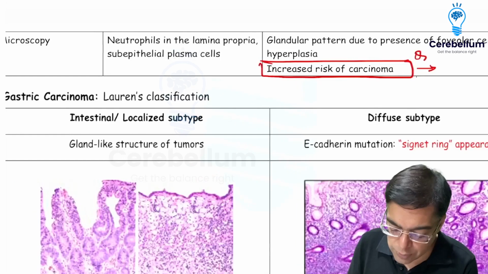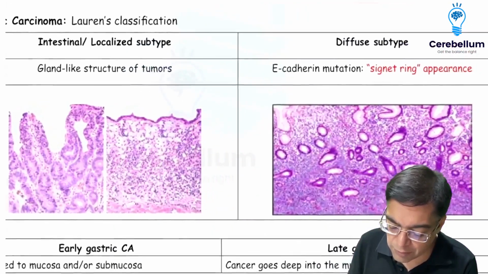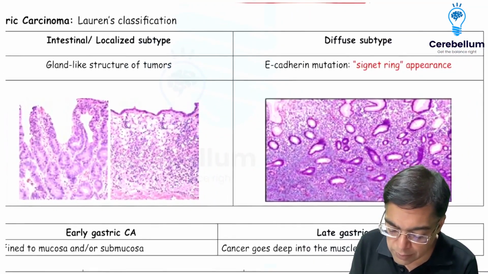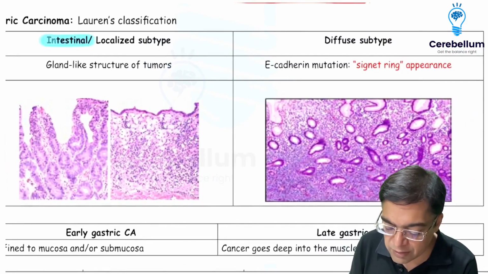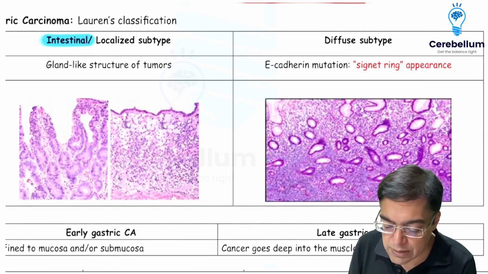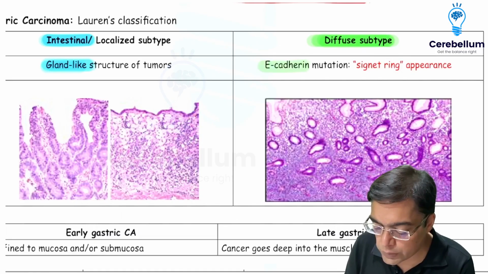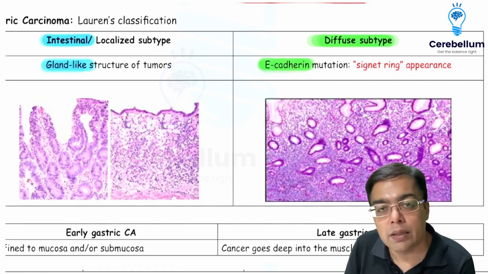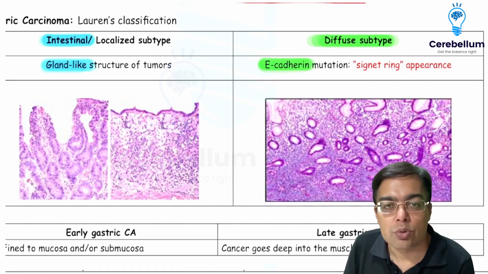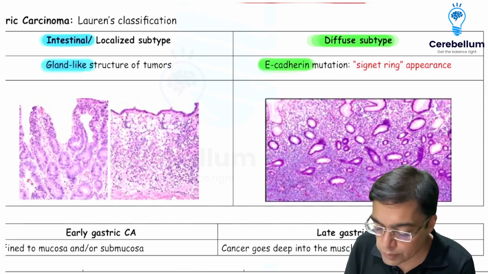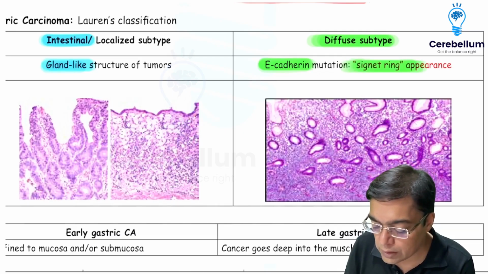Let's have a word about gastric carcinoma, in which you have different types of risk factors. If we talk primarily about the Lauren classification, the cancer cells may arrange themselves in an intestinal fashion, wherein there is formation of gland-like structures, or the cancer could be of the diffuse subtype, which is associated with E-cadherin gene mutation. Remember E-cadherin, which we talked about in neoplasia as well, is associated not only with the diffuse subtype of gastric carcinoma, it's also associated with the lobular subtype of breast cancer. Such patients are known to have a signet ring appearance.